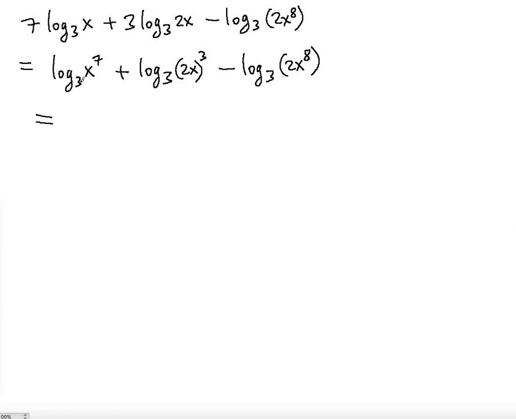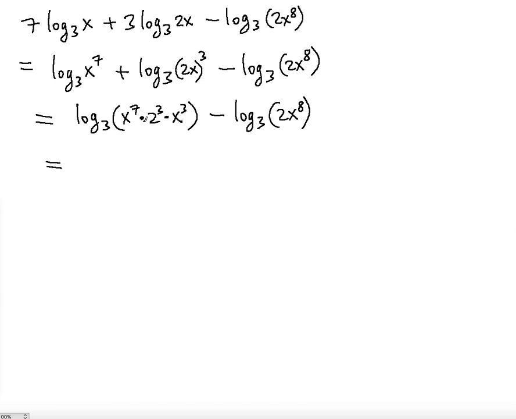Notice that there is a sum of the logs with the same base. So that means we can combine this into a single log with the same base and simply have these two inputs being multiplied. So x to the 7th will be multiplied to this input. But be careful, this input is raised to the 3rd power, right? So that's going to be 2 to the 3rd times x to the 3rd, right? And we're done. So minus log base 3 of 2x to the 8th. Let's not touch it yet. Let's not touch this yet.